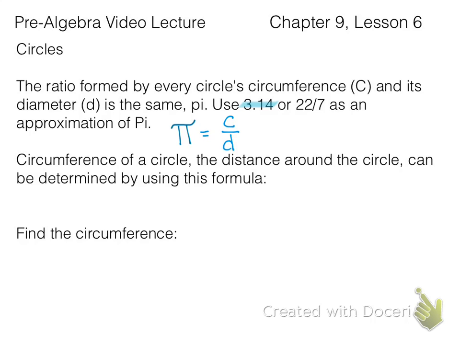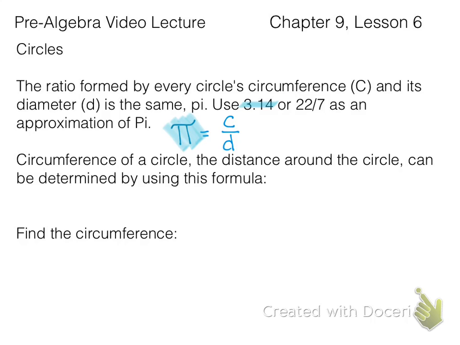All right, so let's talk about some very specific things that have to do with circles, and that would be the ratio formed by every circle's circumference and its diameter. And it is the same for every circle, and that's pi. Pi, we use either 3.14 or 22/7 as an approximation of pi. But again, this ratio happens with every circle. The circumference divided by the diameter gives you pi. And pi is this crazy symbol right here if you're not familiar with pi. All right? And we've already passed pi day from when I recorded this video, so yeah.